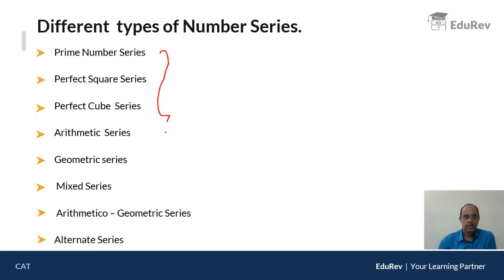For your reference, any question that comes is of these 8 types. Either it is a prime number series or a perfect square series or a cube series or an arithmetic series. Arithmetic series means a series wherein all the numbers have a common difference. Geometric series where they are multiplied or divided by a common number. Mixed series, arithmetical geometric, where it's a combination of arithmetic series as well as geometric series, and alternate series where there are two series.